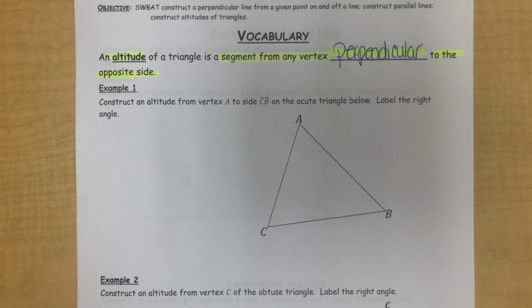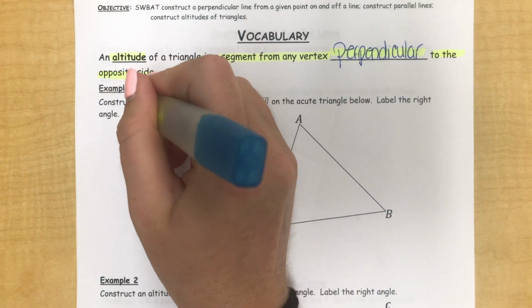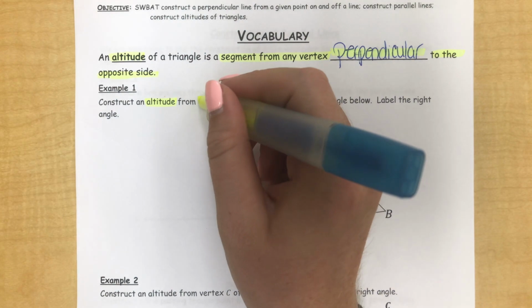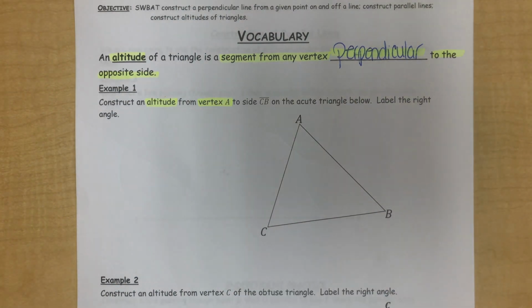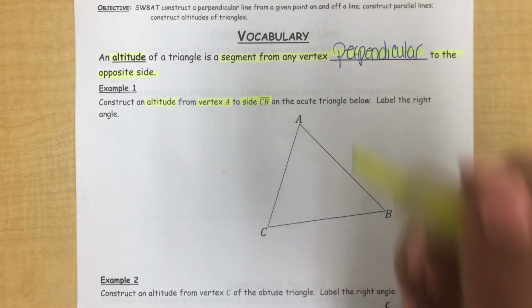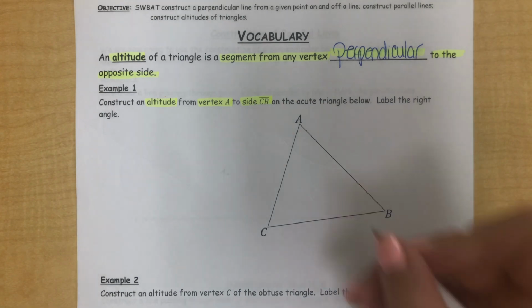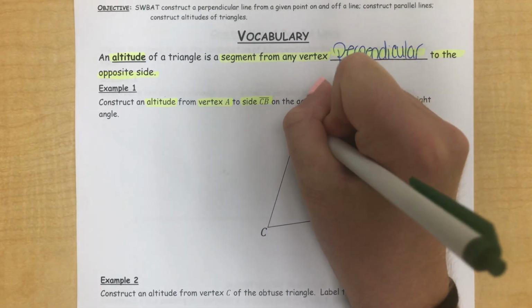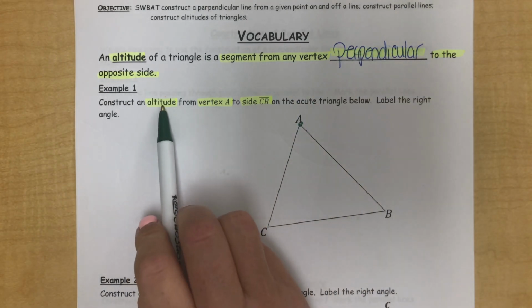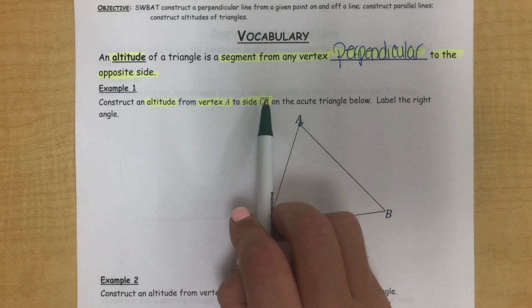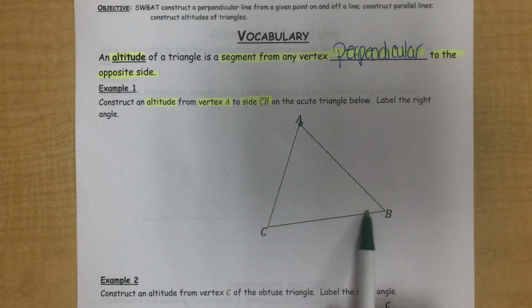As we look at example 1, it says construct an altitude. Again, as you're reading these problems independently, you need to look for those vocab words. My altitude is going to be from vertex A, and it's moving to side CB. That's really important. So right away, I'm going to take my pen, and I'm just going to put a little point on vertex A, because that's where my altitude is dropping from. It's from A to side CB, and side CB is right here down below.